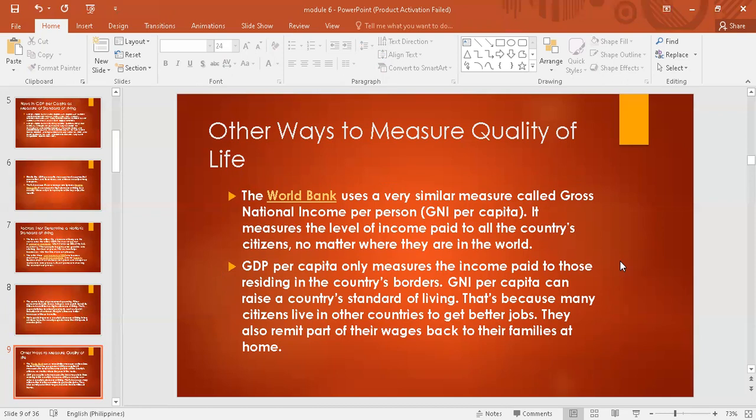This is the basis for World Bank to check whether there is equality of life in every person living sa isang country. So dito, it measures the level of income being paid to country's citizen no matter where they are in the world. Halimbawa, ang GDP kasi is the production within the country. Okay?